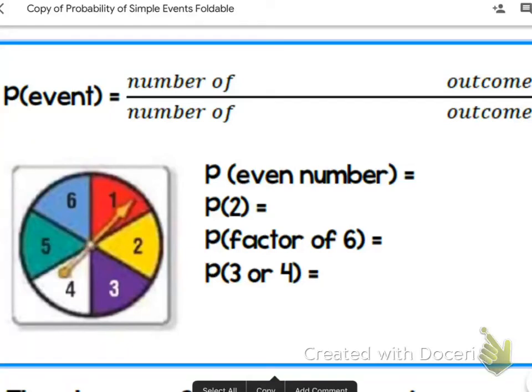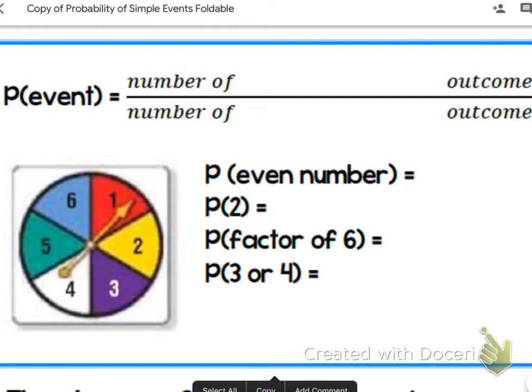Alright, so today we are talking about our vocabulary. We're starting Unit 6, and this is our probability unit. And so we're going to first just talk basically about probability. So the first probability term is actually just probability.